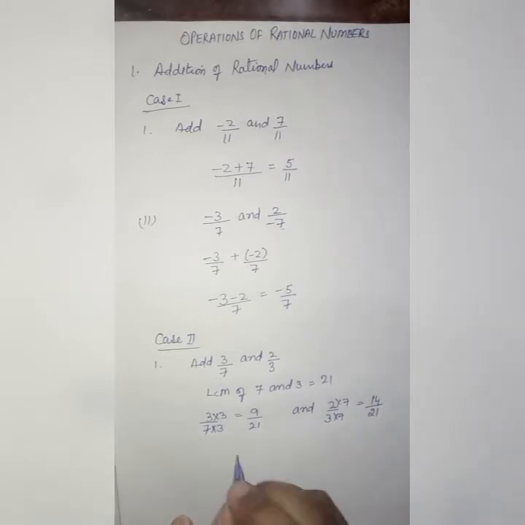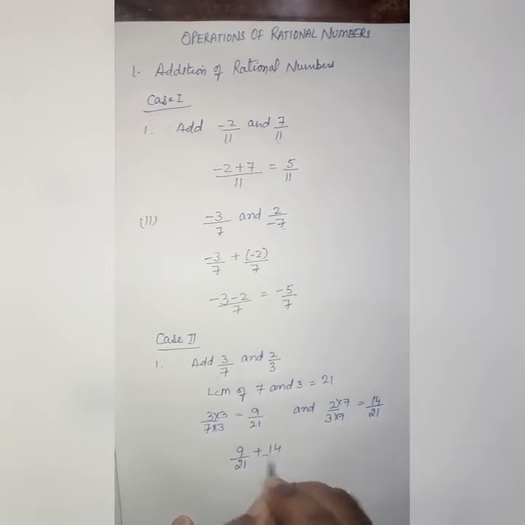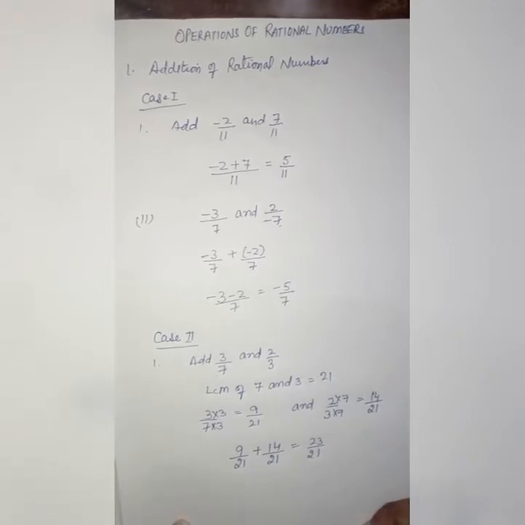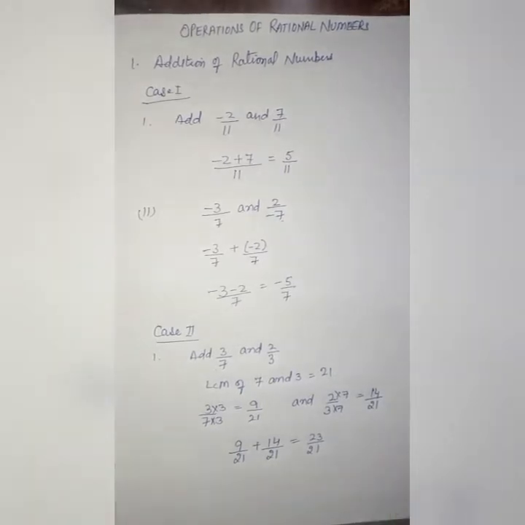Now you can add 9 upon 21 plus 14 upon 21, it will become 23 upon 21. So this is the answer. In this way you will do. After that, I will explain you subtraction of rational numbers.